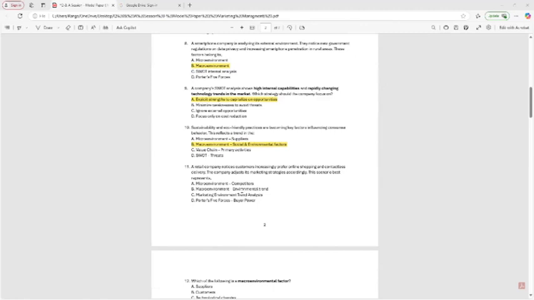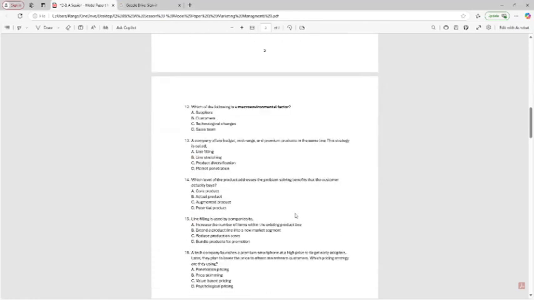So the answer is C. It is the correct answer. So good. You got the correct answer right. Yeah. So let's move to question number 12. The next page. Which of the following is a macro environmental factor?